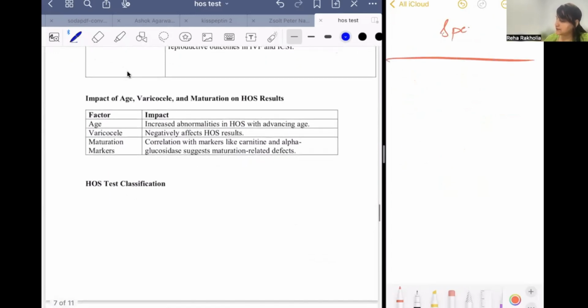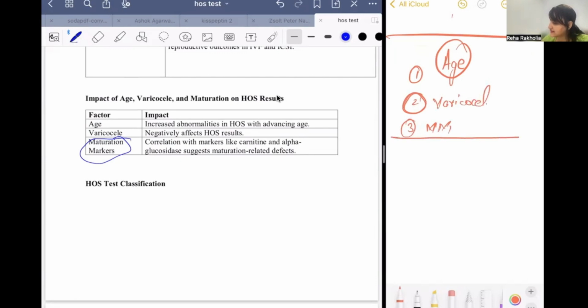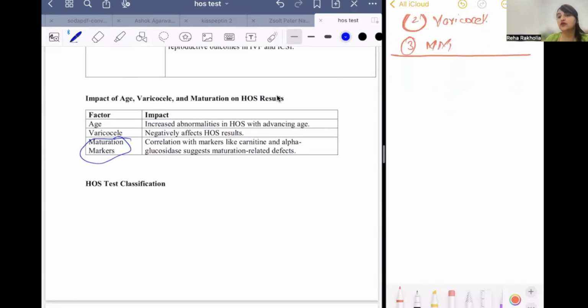Now we'll talk about the impact of age, varicocele, and maturation marker. Okay, now see, as age increases, abnormality in HOS results also increases. That means age is impacting sperm viability in a negative way. Okay, now varicocele negatively affects HOS result due to its impact on sperm quality.